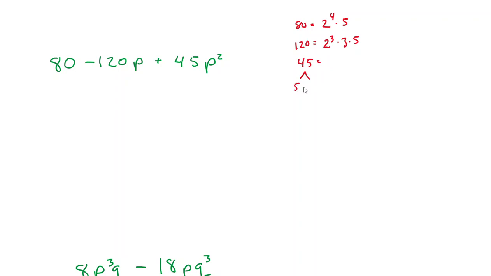So I know 45 is 5 times something. 5 times, what is that? 5 times 9. And then 9 is 3 times 3. So this is 3 squared times 5.